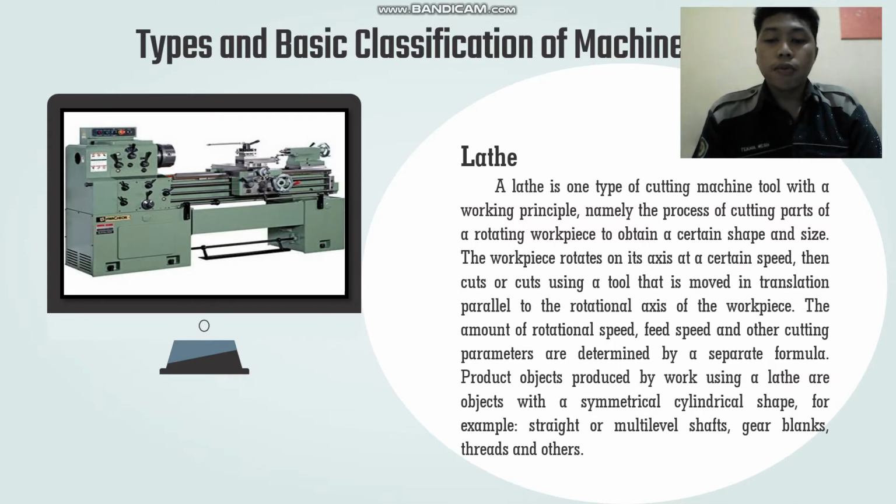The rotation speed, feed speed, and depth of cut parameters are defined by a formula. Products produced by work using a lathe are objects with symmetrical cylindrical shapes, for example, stepped shafts of multiple shapes, gears, blades, threads, and others.